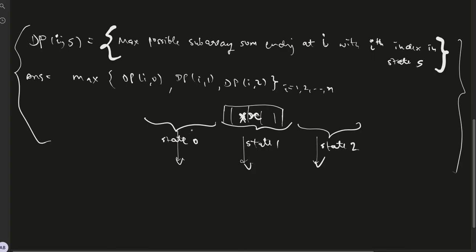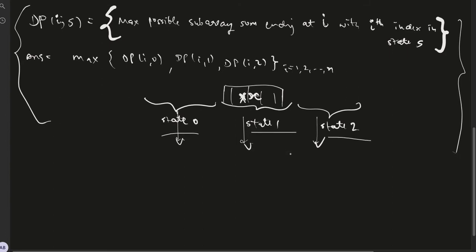So the answer would be the maximum of dp of i,0, dp of i,1, dp of i,2, because naturally for every state we need to find the maximum possible subarray sum ending at that particular index when the ith index is in state 0, state 1, and state 2, and take the maximum out of these.